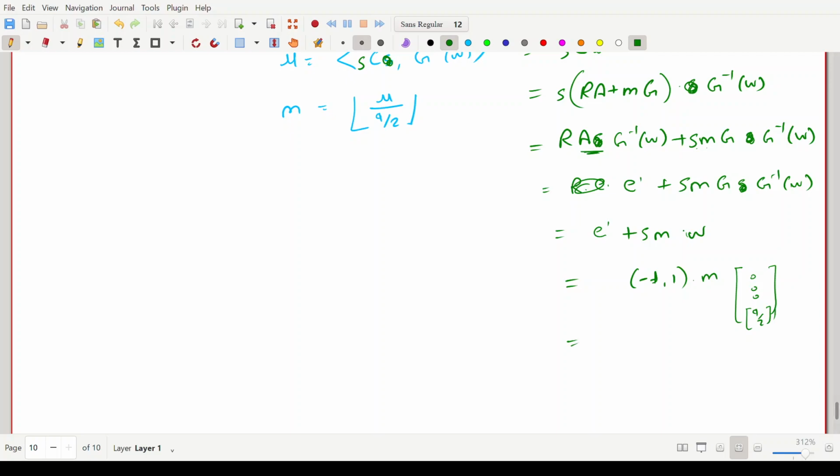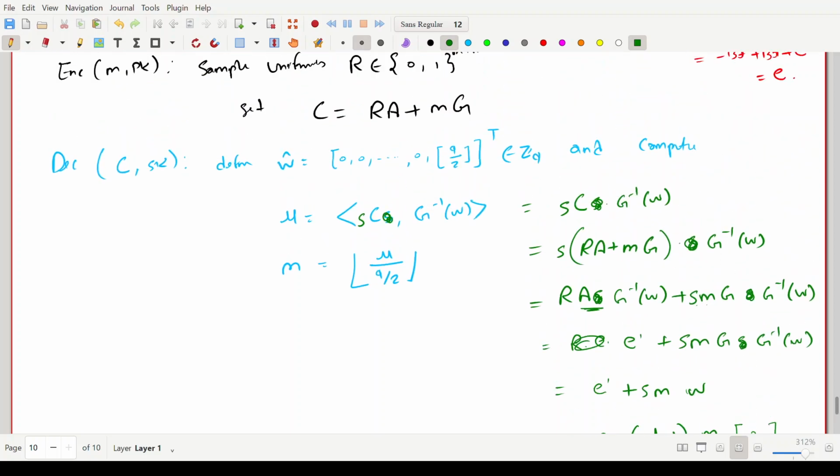So what happened? This minus t everybody will be multiplied with 0, then it will go away. You will be remaining only with m into q by 2. These are the only two things which we are remaining with. At last I have to divide by this q by 2 and I'll get my message, plus some error is also there. So that's why you just take the integer part, the greatest integer part. So do you see, in the case of decryption, your message m is equal to the greatest integer part of mu upon q by 2, and that's it.